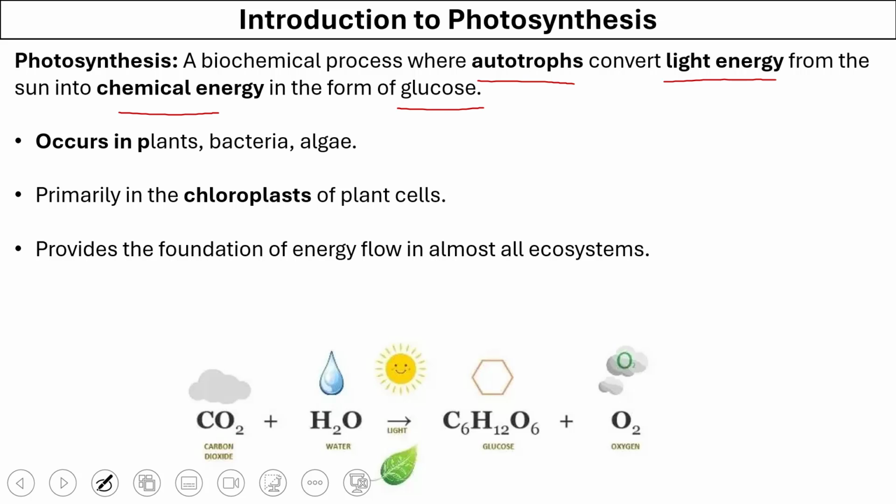What organisms perform photosynthesis? Plants, bacteria, and algae, just like we saw in the previous slide. And we also noticed that most of them were green in color. That is because photosynthesis primarily occurs in organelles called chloroplast, which contain the green pigment called chlorophyll. Photosynthesis provides the foundation of energy flow in almost all ecosystems. So the summary of photosynthesis reaction is: when plants take carbon dioxide and water and utilize sun's energy to produce food in the form of glucose and oxygen as a byproduct.